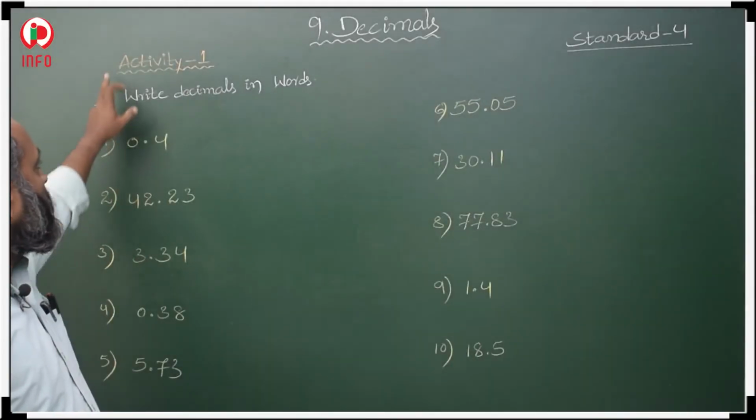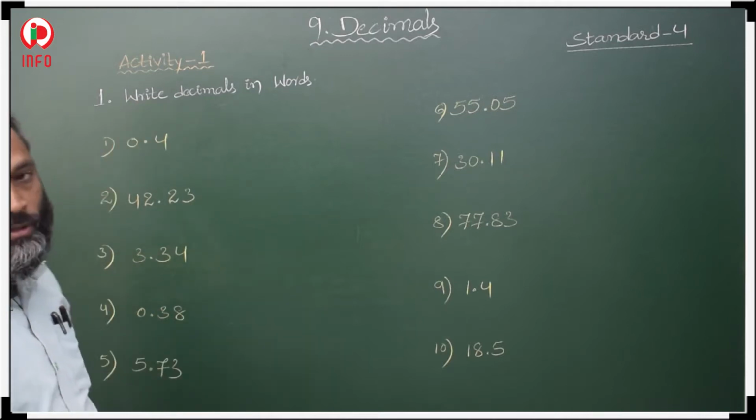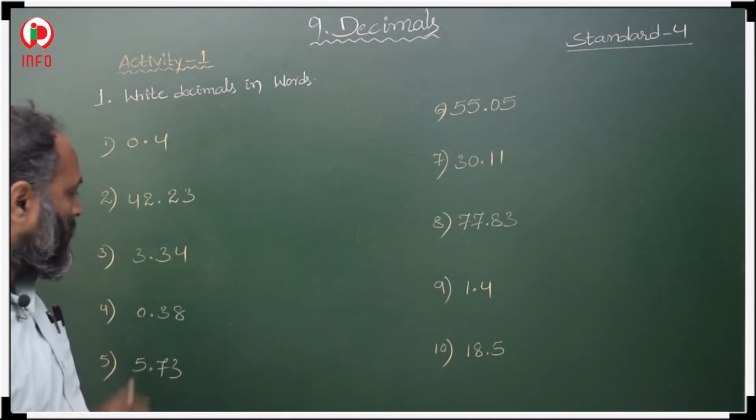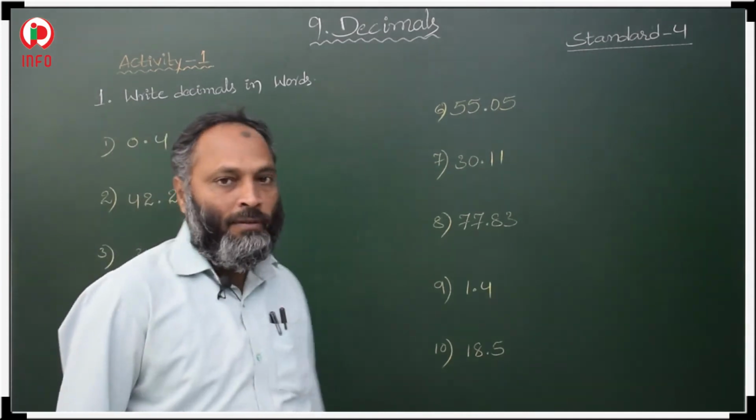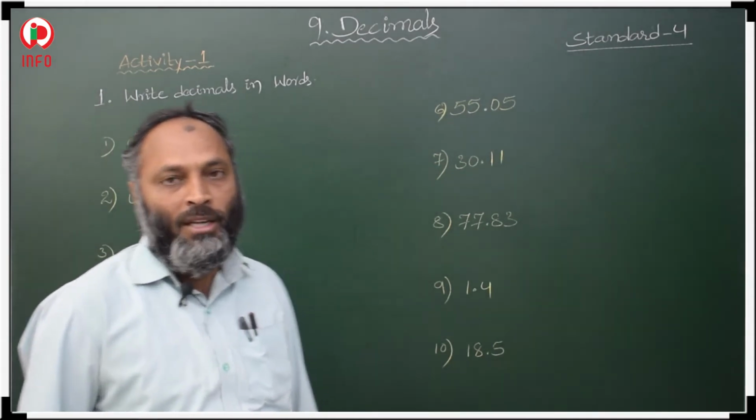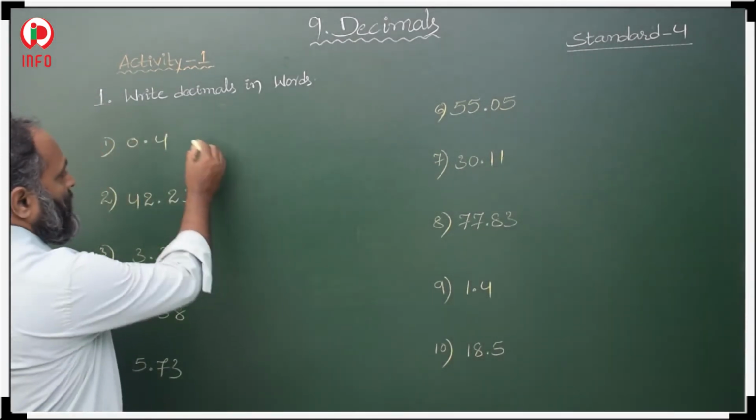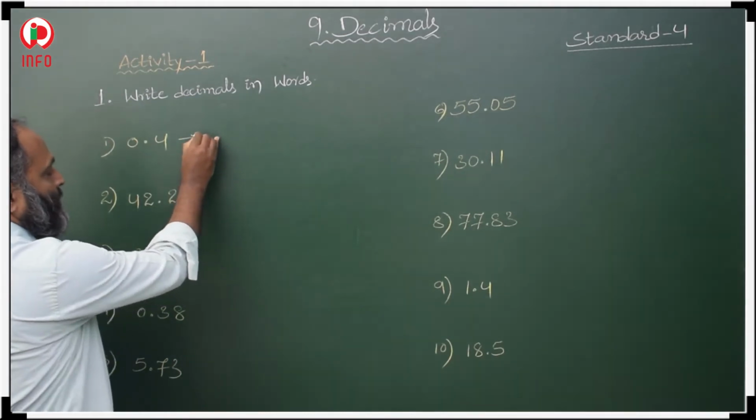Here in the first activity, write the decimals in words. Some decimal numbers are given, 10 decimal numbers. These 10 decimal numbers we have to write in words. Then how to write these decimal numbers in words?